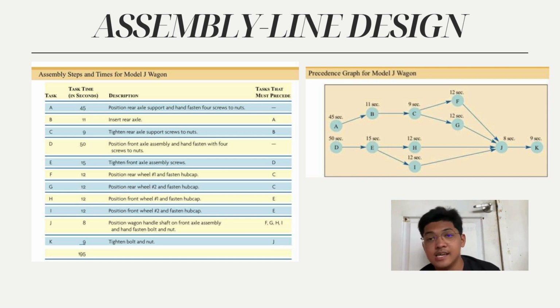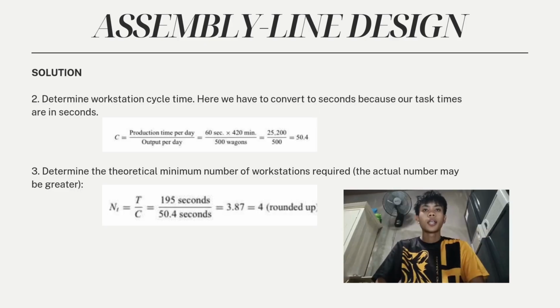D, the next after D is E. And E's next are H and I. H and I go to J, and J to K, to finish the task at the bottom. That's all. Thank you.